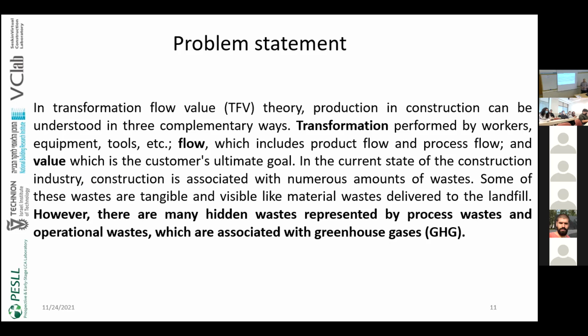Some of this waste is tangible and visible, like material waste delivered to the landfill. On the other hand, there is a lot of hidden waste, which includes process waste and their associated operation, which are associated with greenhouse gases.